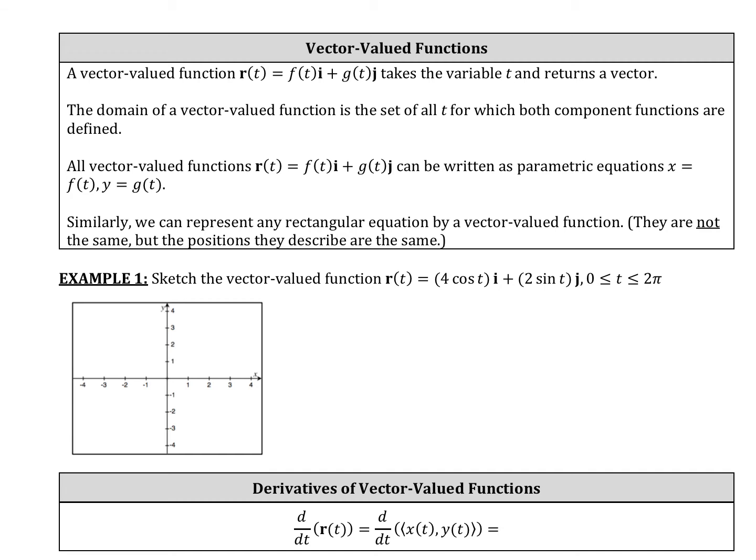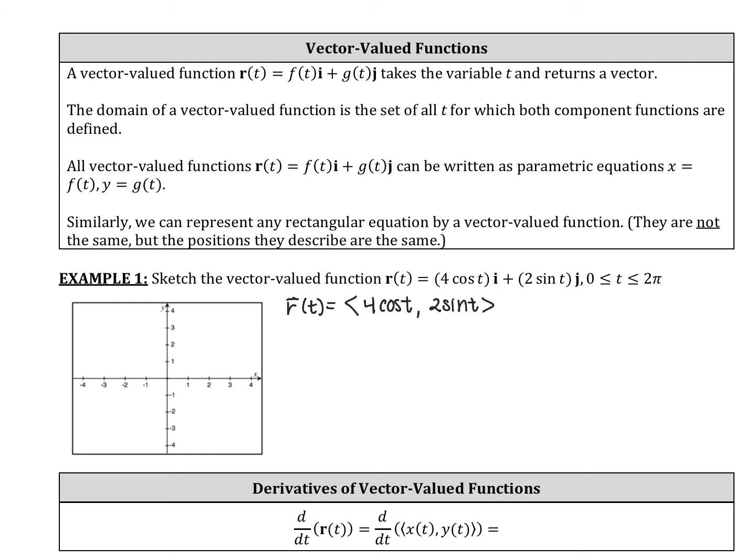Now, we can also represent rectangular equations using vector-valued functions. They're not really the same, but the positions they describe in space are the same. So the end result, the path that we trace, ends up being that same path. Okay, so let's look at how we can sketch a vector-valued function. The first thing is we should notice that the vector, we could rewrite it. This vector r of t could be rewritten as ⟨4 cos t, 2 sin t⟩ in this component form.